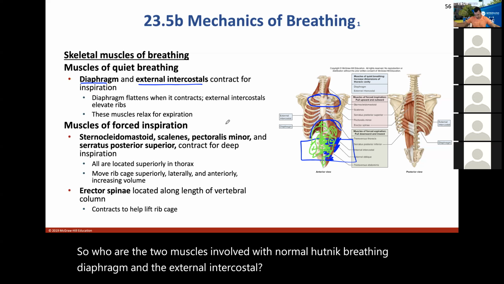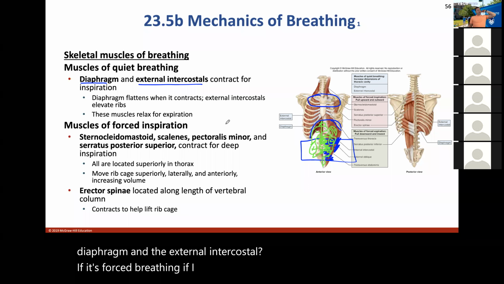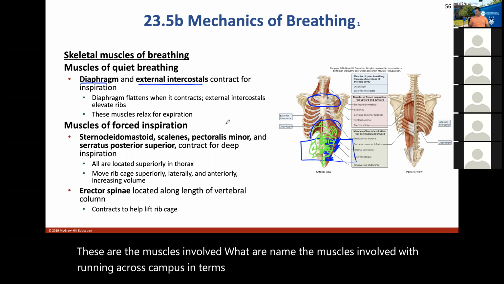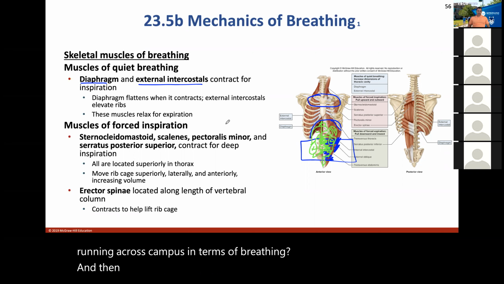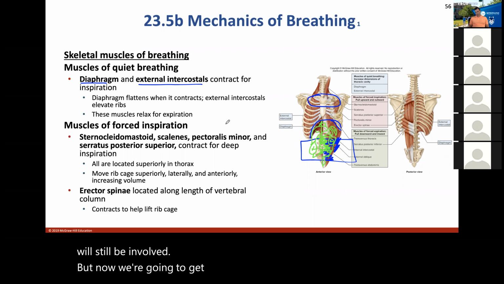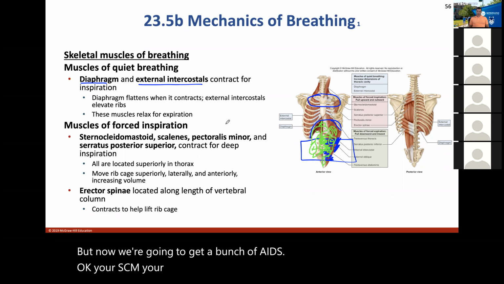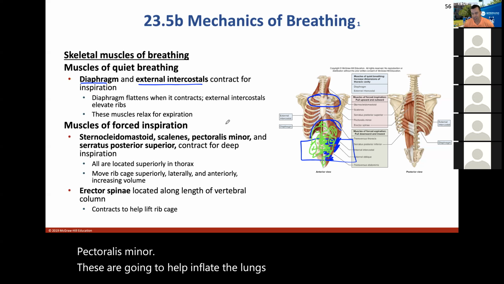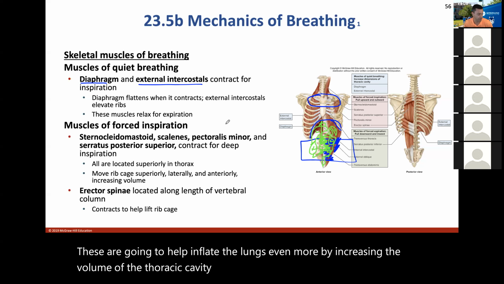If it's forced breathing, if I said name the muscles involved with running across campus in terms of breathing, you're going to say, well, diaphragm and external intercostals will still be involved, but now we're going to get a bunch of aids. Your SCM, your sternocleidomastoid, your scalenes, pectoralis minor. These are going to help inflate the lungs even more by increasing the volume of the thoracic cavity, by pulling those ribs up and out.